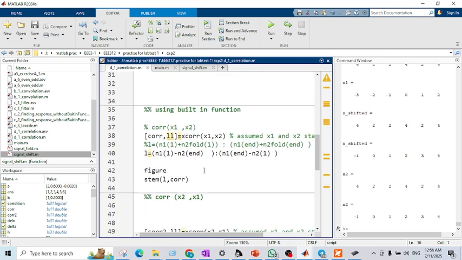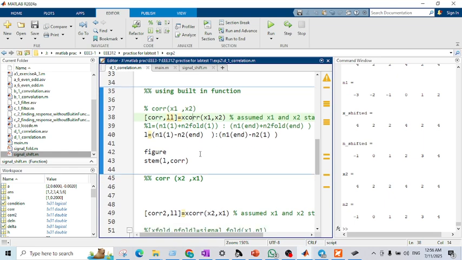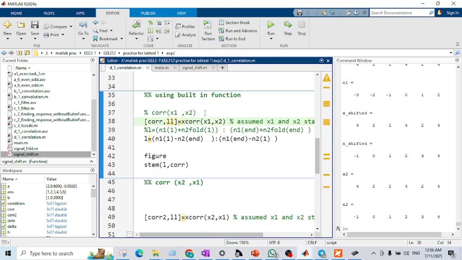In this video we generate two signals and then make a correlation using convolution, and then we will use the built-in function xcorr to find the correlation. First we will correlate x1 and x2, and then x2 and x1. By changing this position we will see what happens.